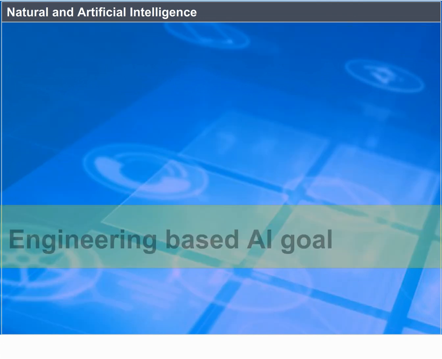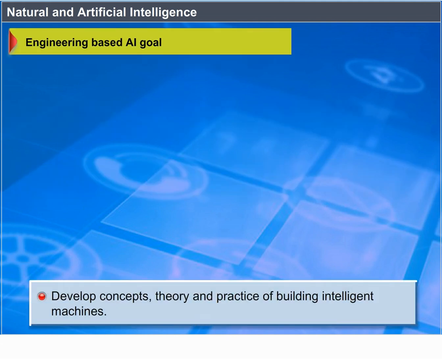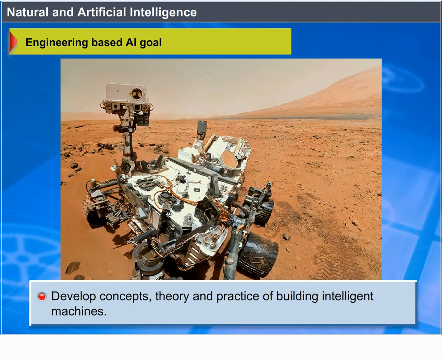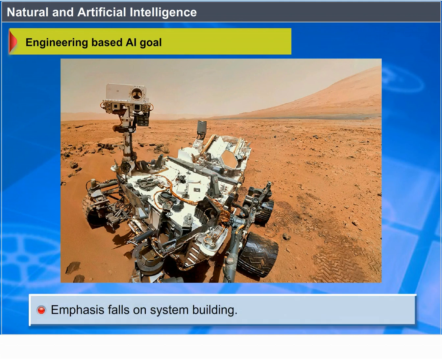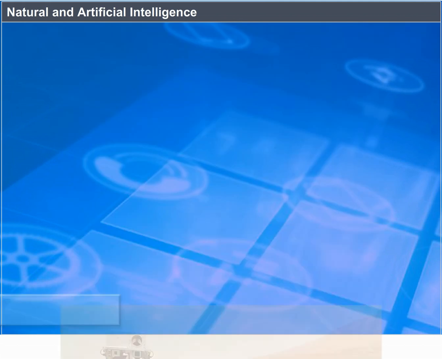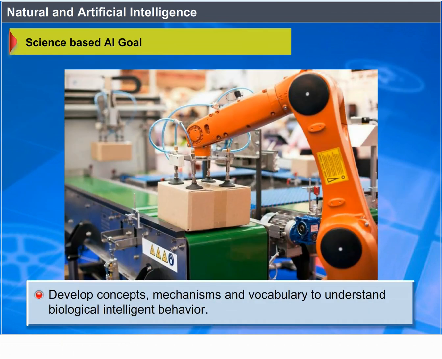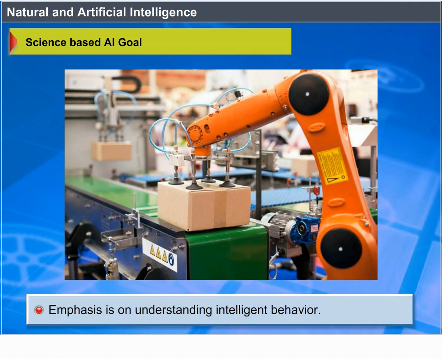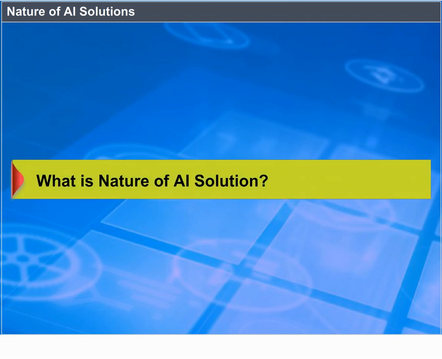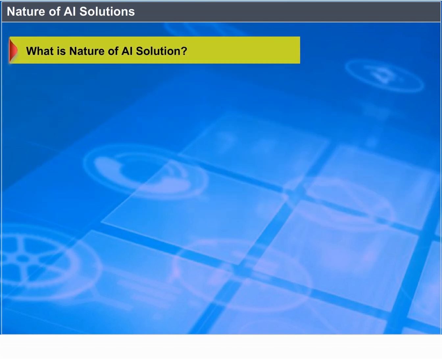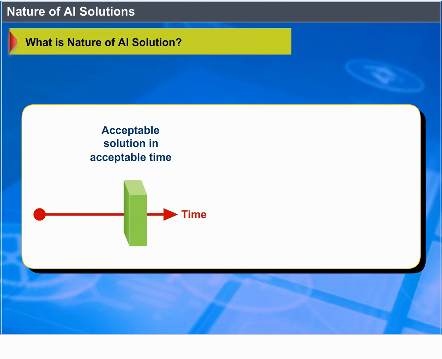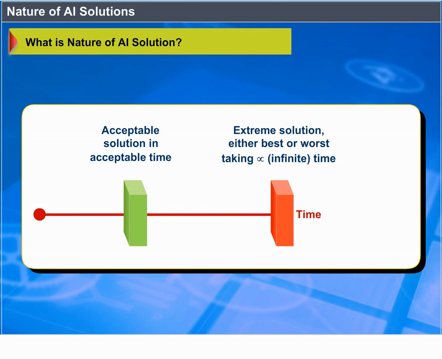Engineering-based AI goal. Develop concepts, theory, and practice of building intelligent machines. Emphasis falls on system building. Science-based AI goal. Develop concepts, mechanisms, and vocabulary to understand biological intelligent behavior. Emphasis on understanding intelligent behavior. What is the nature of AI solution? Acceptable solution in acceptable time. Not an extreme solution, either best or worst, taking infinite time.